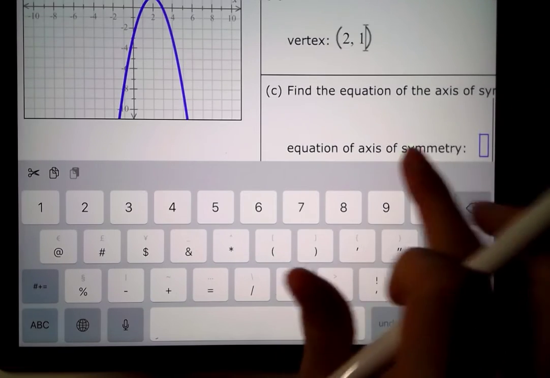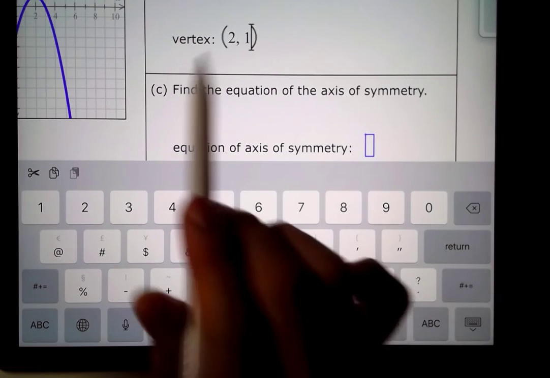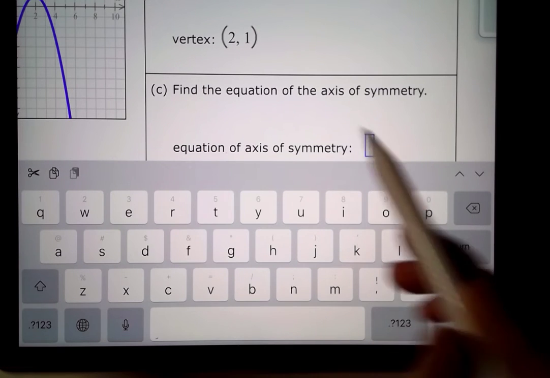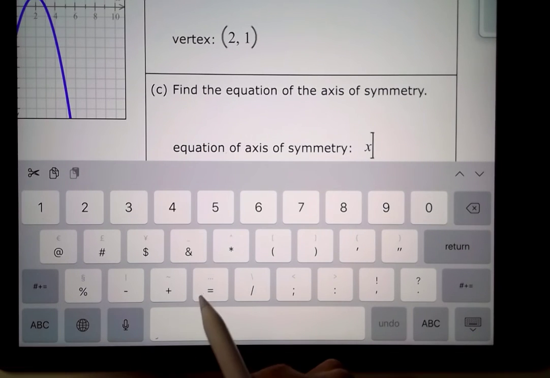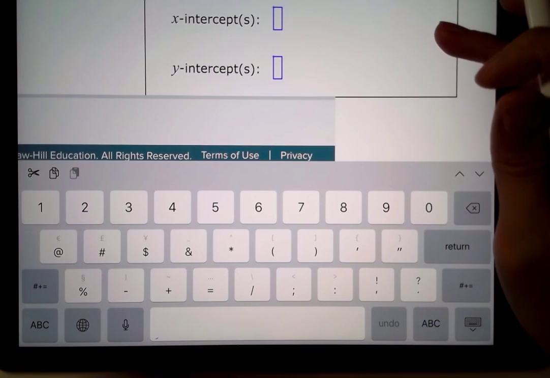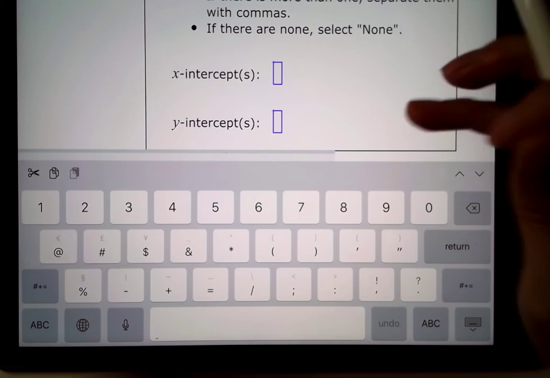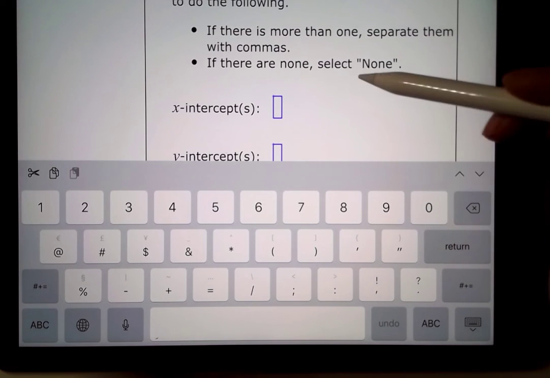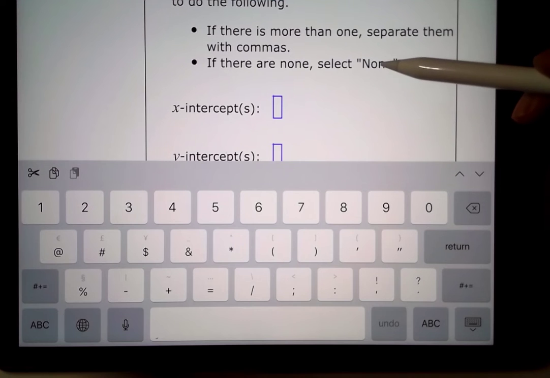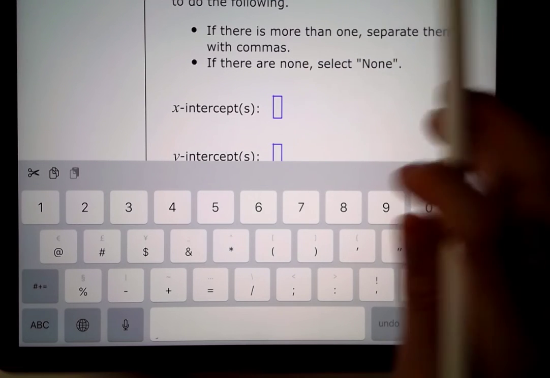And find the equation of the axis of symmetry. So your axis of symmetry, that is same as your x coordinate, right? So you just write it, x equals 2, right? We already know this. And when you go down, it asks you what's the x-intercept and the y-intercept, right? So you need to find the x-intercepts and a y-intercept. And if there's none, you just write none. And if there's more than one, separate them with commas, right?